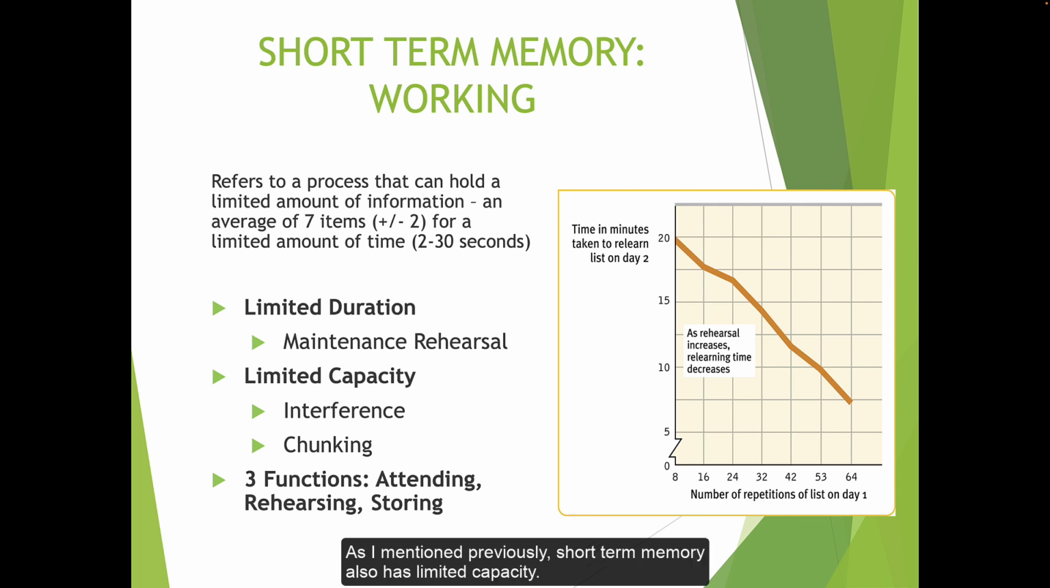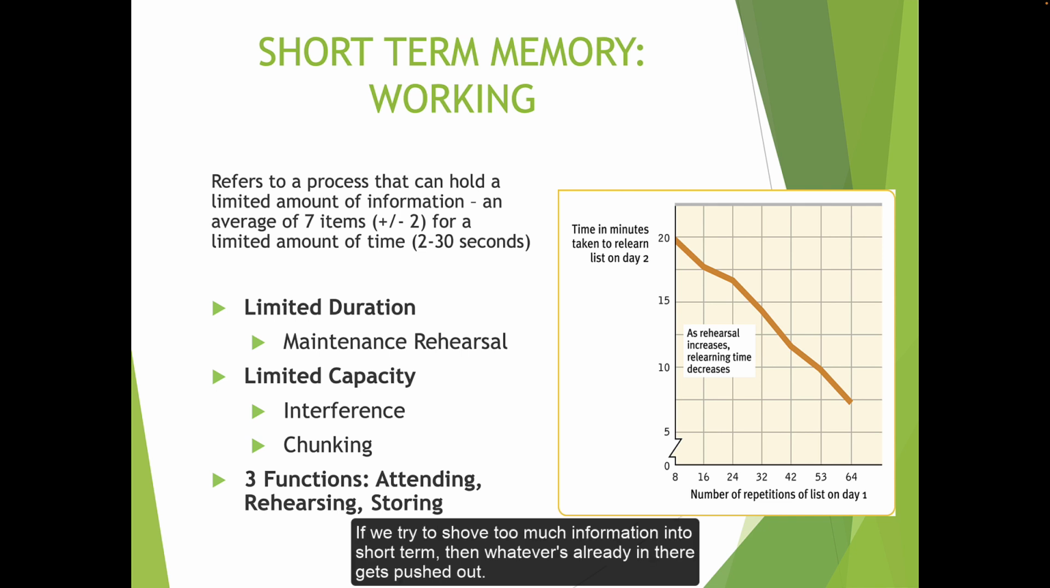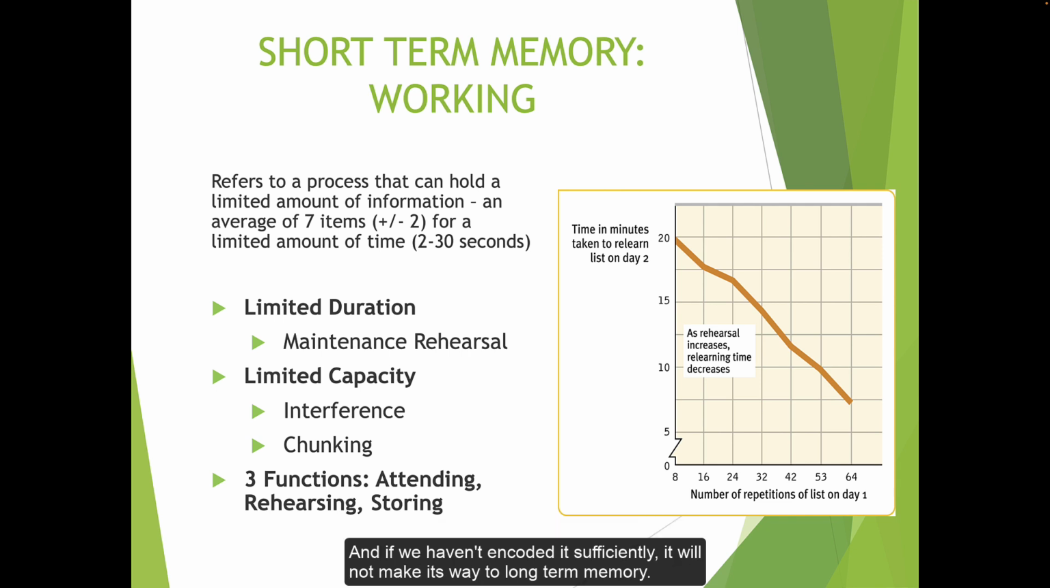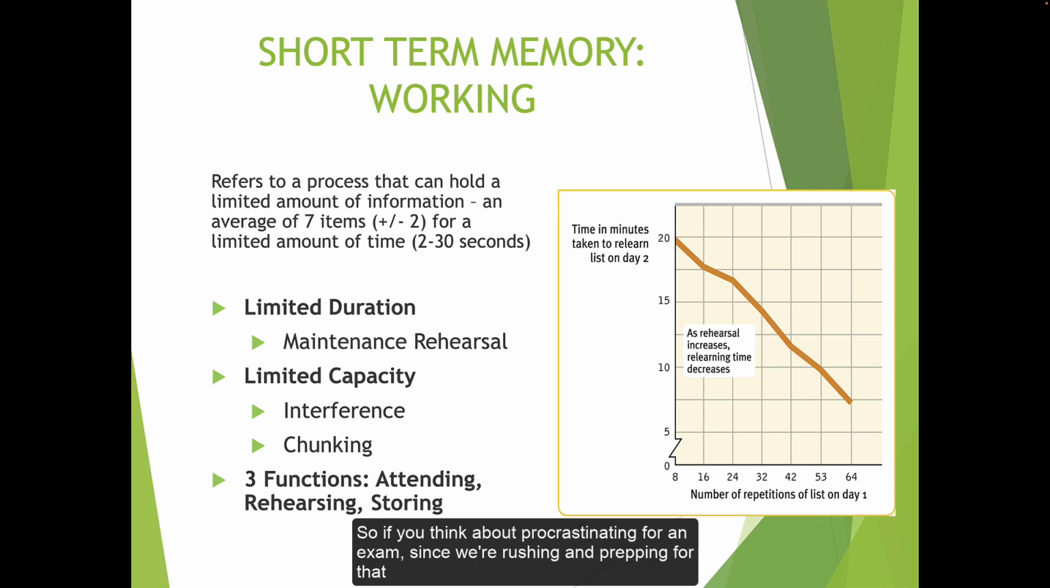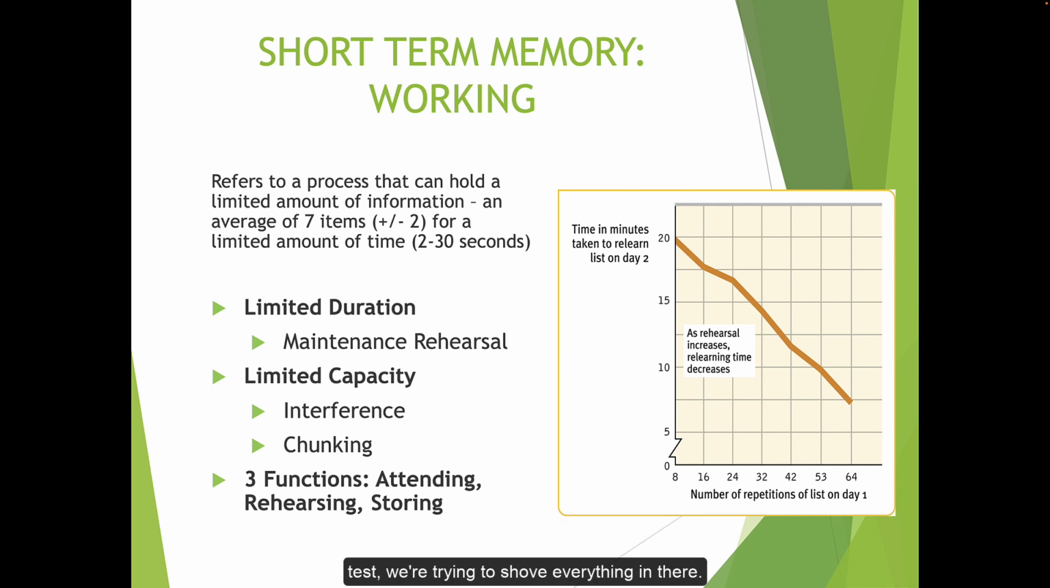As I mentioned previously, short-term memory also has limited capacity. If we try to hold too much information in short-term, what happens is interference. We can hold a range of 5 to 9 items on average. If we try to shove too much information into short-term, then whatever's already in there gets pushed out. And if we haven't encoded it sufficiently, it will not make its way to long-term memory. So if you think about procrastinating for an exam, since we're rushing and prepping for that test, we're trying to shove everything in there. We're not able to give enough time to really discern whether or not that information is truly critical for the exam.